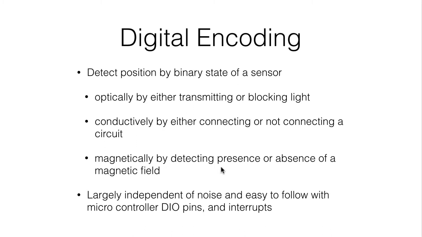Now, if we do this digital encoding, then it's going to be largely independent of noise, and it'll be easy to follow with our microcontroller because all we're trying to detect is the difference between, say, 0 volts and 5 volts. We're not trying to detect an analog voltage. In addition, because it's just switching on and off, we can use the interrupt-driven capabilities on most microcontrollers to say, whenever it transitions from on to off or off to on, generate an interrupt and we'll run some code to keep track of what's happening with the encoder. So these work beautifully for not having to be constantly monitoring them, because we can follow them with interrupts.